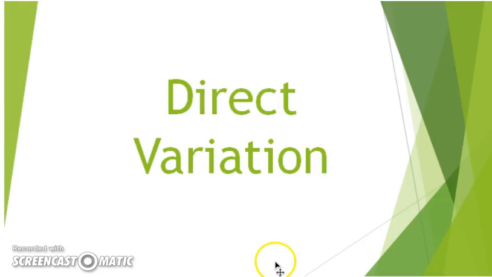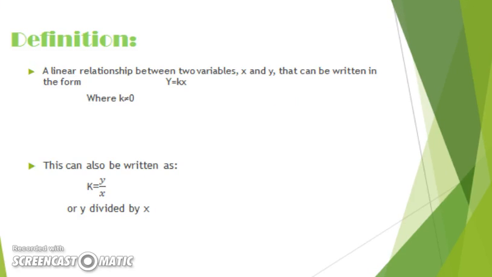Okay, today we're going to talk about direct variation. Direct variation is a linear relationship between two variables, x and y, that can be written in the form y equals kx, where k cannot equal 0. This is a proportional relationship.